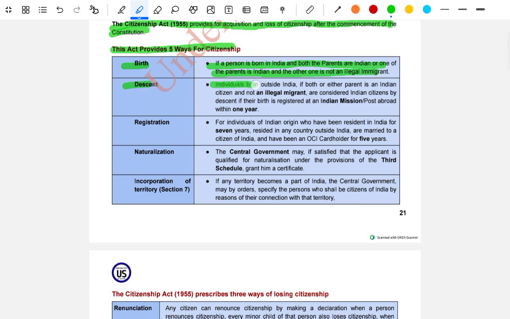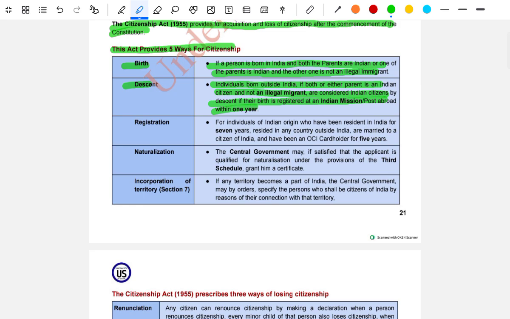Descent: an individual born outside India, where both or either parent is an Indian citizen and not an illegal migrant, is considered an Indian citizen by descent if their birth is registered in any Indian mission post abroad within 1 year.